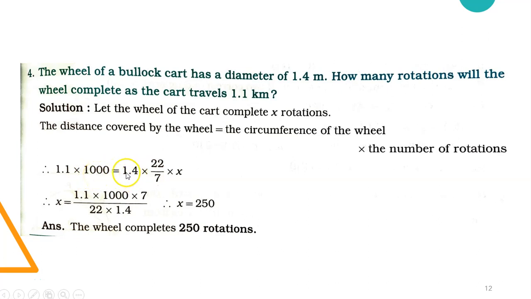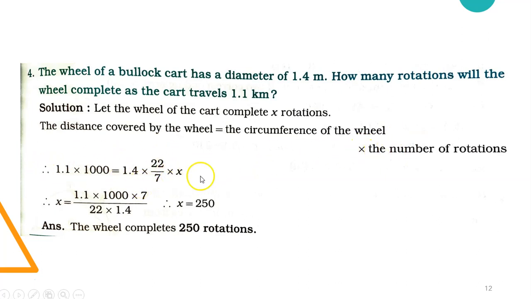So again, come back over here. So this is diameter. This is circumference of the wheel. So this is my formula, pi d. So d is 1.4 multiplied by 22 upon 7. And this is into x.